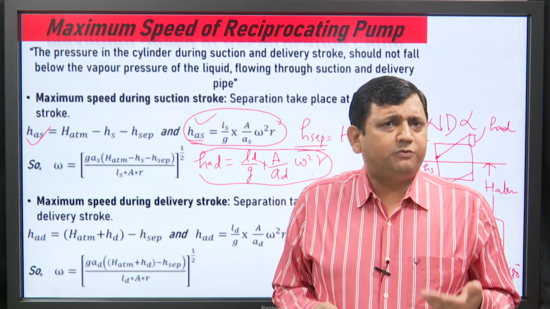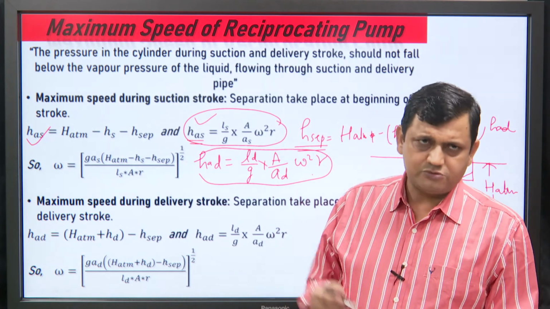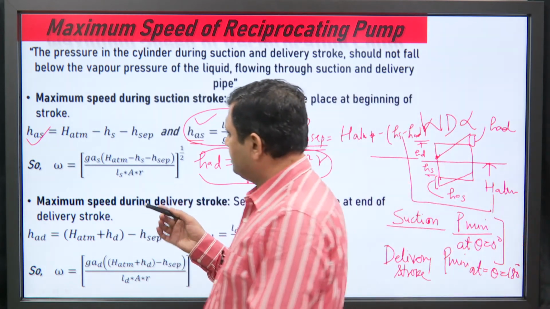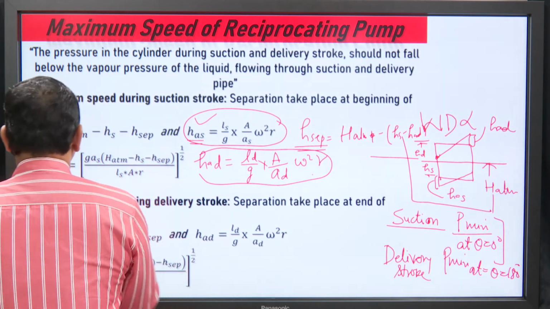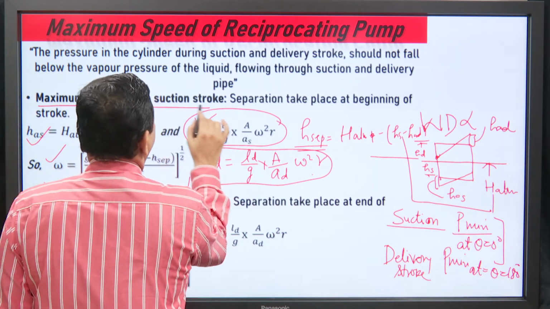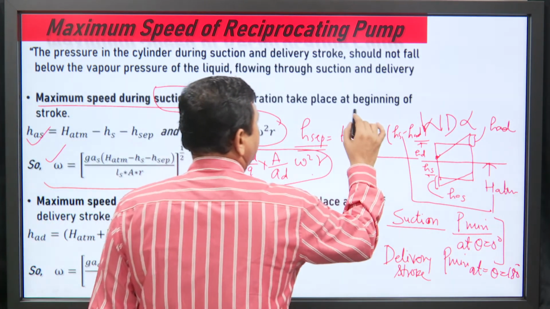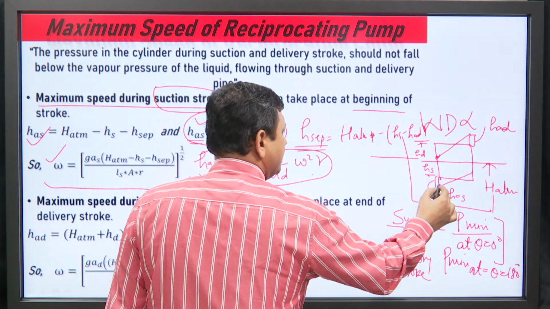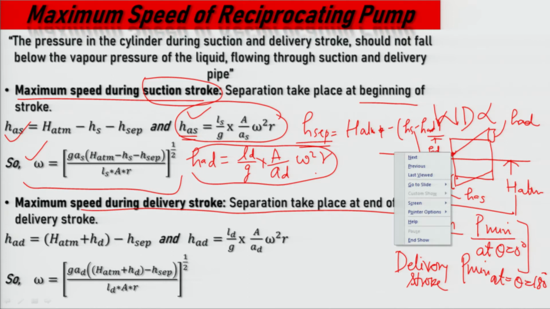Okay. Before calculating the RPM, first we calculate omega by this equation. This equation is for the maximum speed during suction. Separation takes place at the beginning, because there the pressure is minimal. For the maximum speed during the delivery stroke, separation takes place at the end of the stroke, because at this point the pressure is minimal.